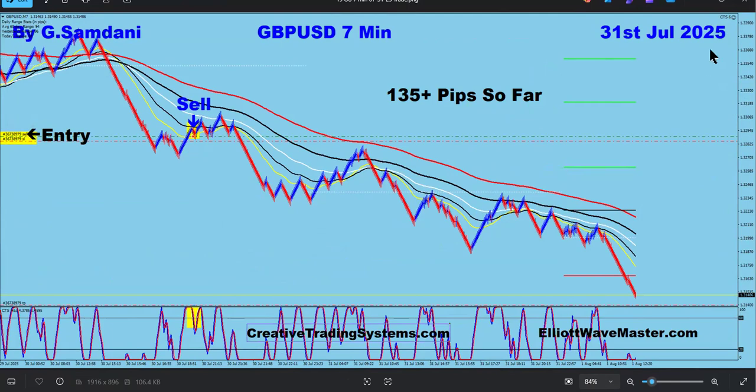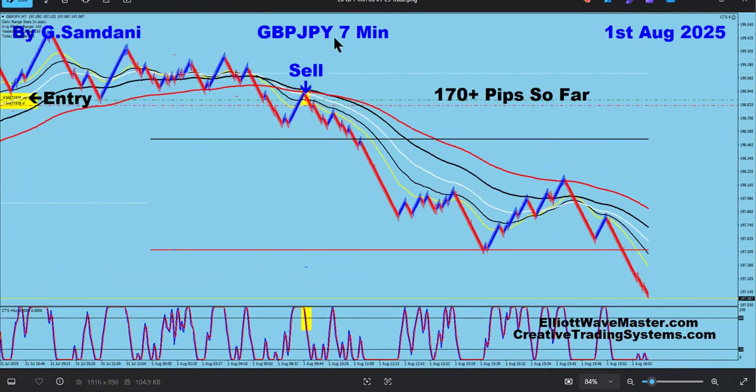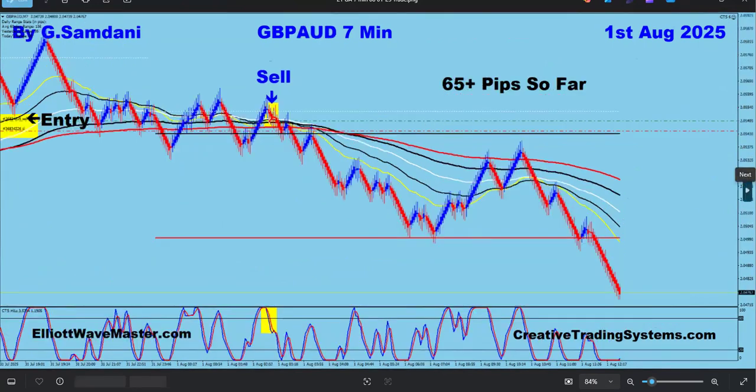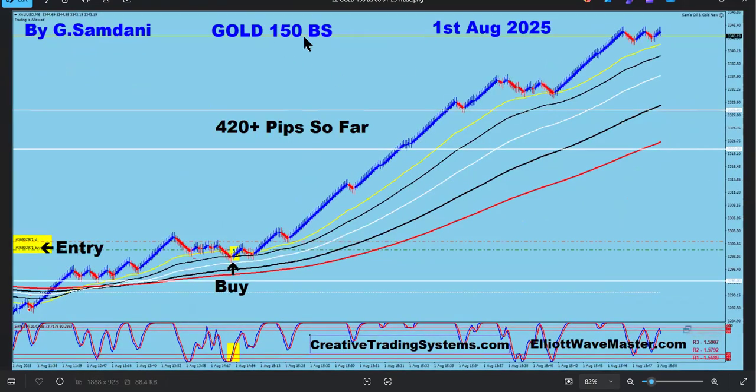All of these trades are taken by this expert advisor robot. Pound yen, 170 pip to the downside. This is what happened in the first of August, and this is after the NFP. You know that, right? And then pound Aussie dropping for 65 pip on the first Friday. And then gold going to the upside after that, and then 420 pip. Look at that. This beautiful entry here and gone with the wind.